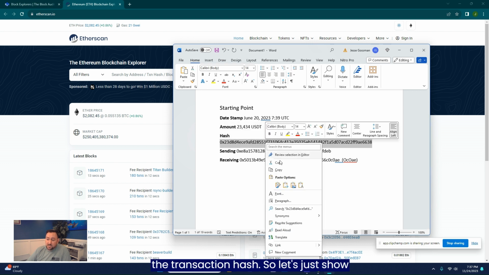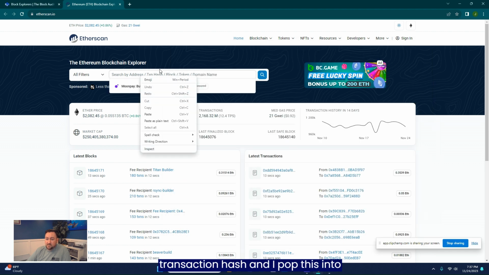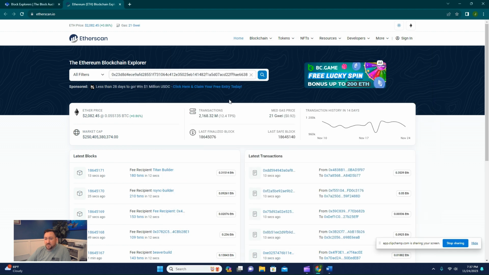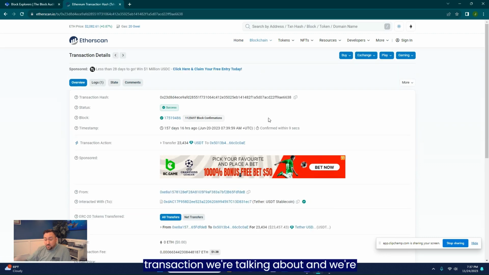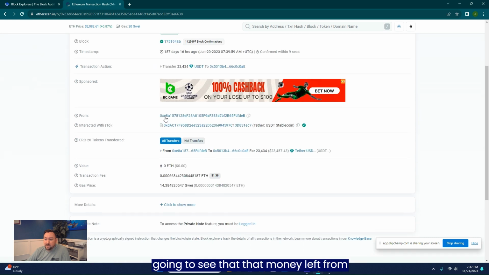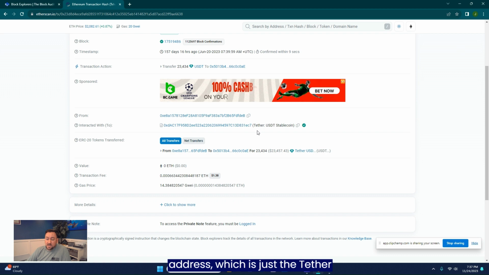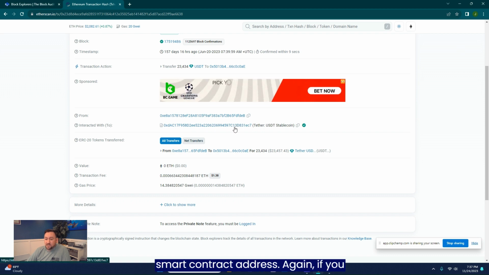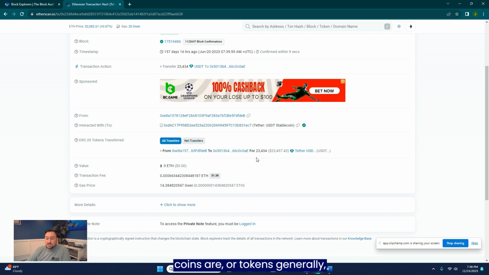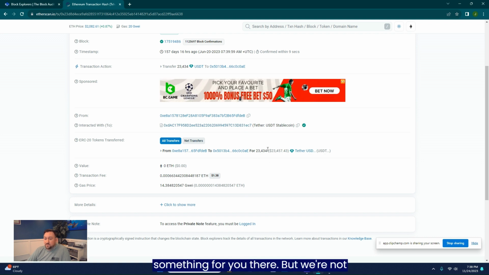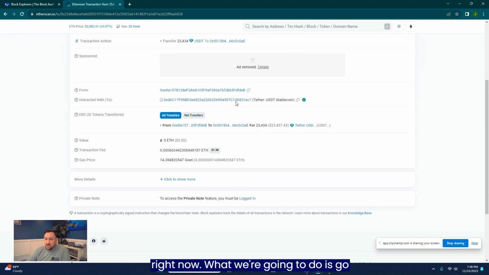All right. So given this information, let's say the best information you could start with is the transaction hash. So let's just show you what happens there. If I take that transaction hash and pop it into the search bar up here, we're going to get the exact transaction we're talking about, and we're going to see that the money left from this wallet. It interacted with this address, which is just the Tether smart contract address. Again, if you want to understand what Tether, stable coins, or tokens generally are, check the training library. We'll have something for you there. But we're not going to pay too much attention to that right now.